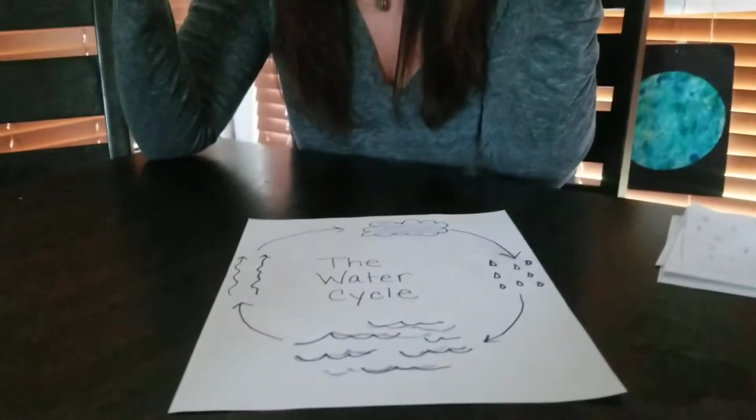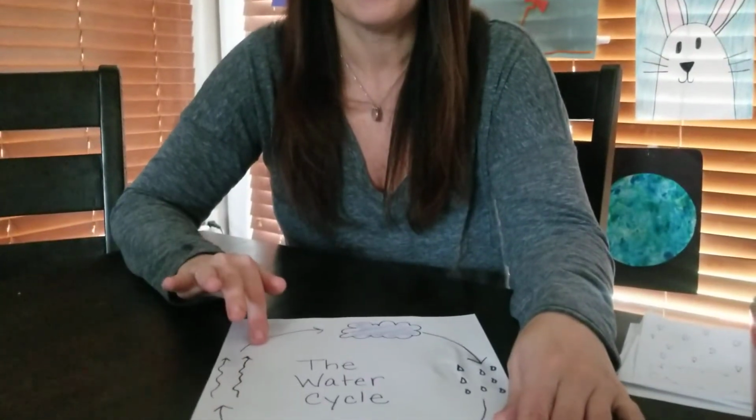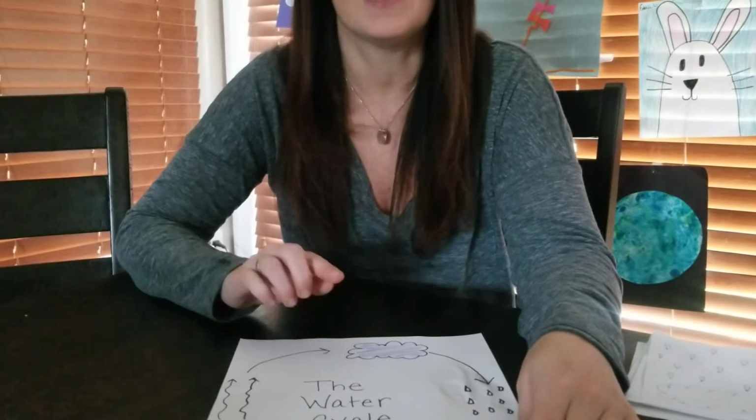Now those droplets of water mix together with dust and other chemicals that are in the air, and they become big puffy clouds. Okay, so that is called condensation. Let's try that one. Condensation. And that's when the droplets that have evaporated once again become cooled and become droplets of water in the sky.